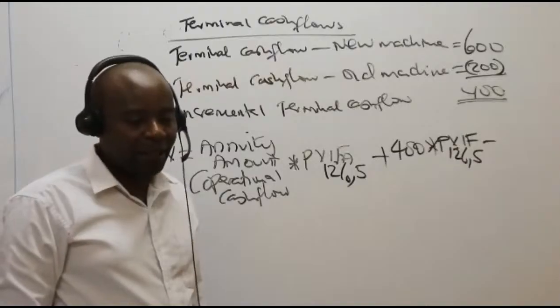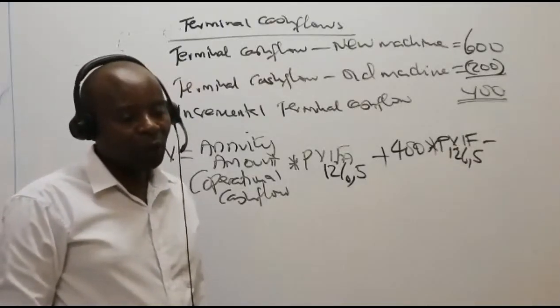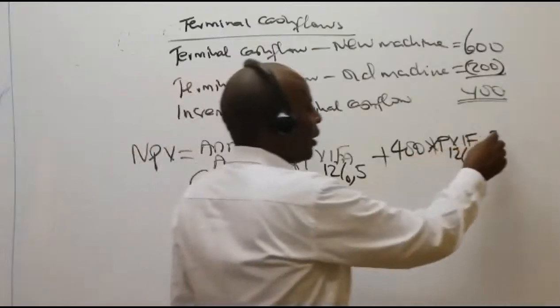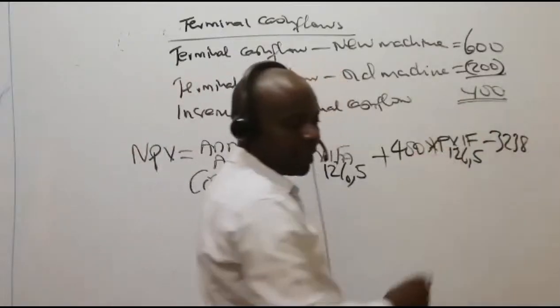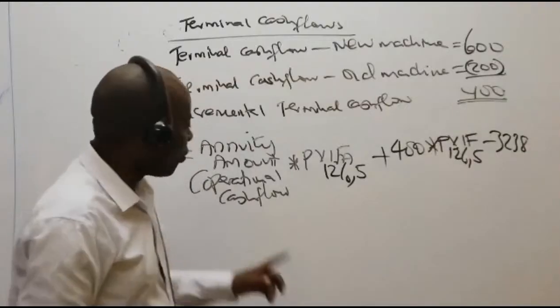Who is able to remind us what the initial outlay was? It was 3238. Remember that initial outlay is never discounted at all.